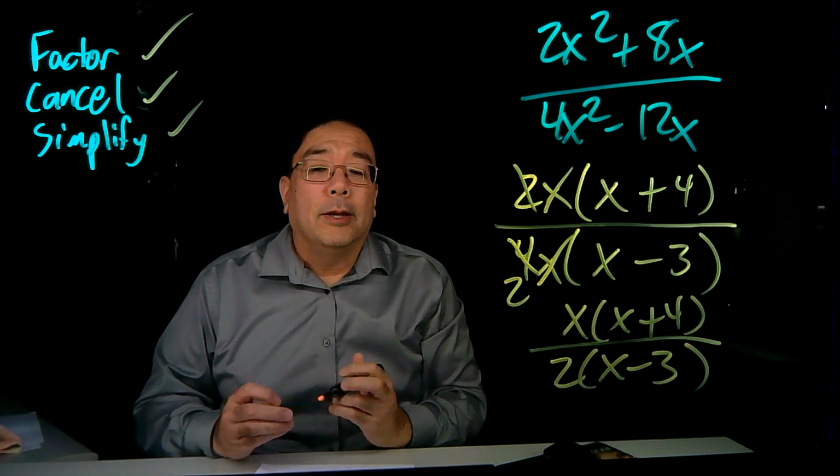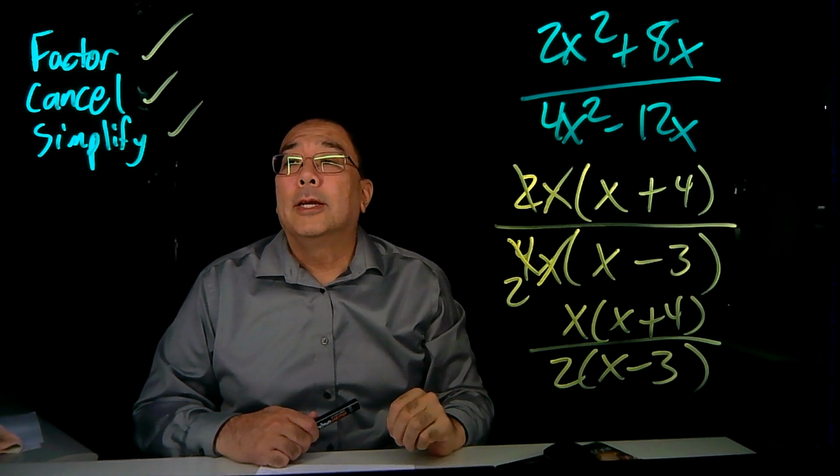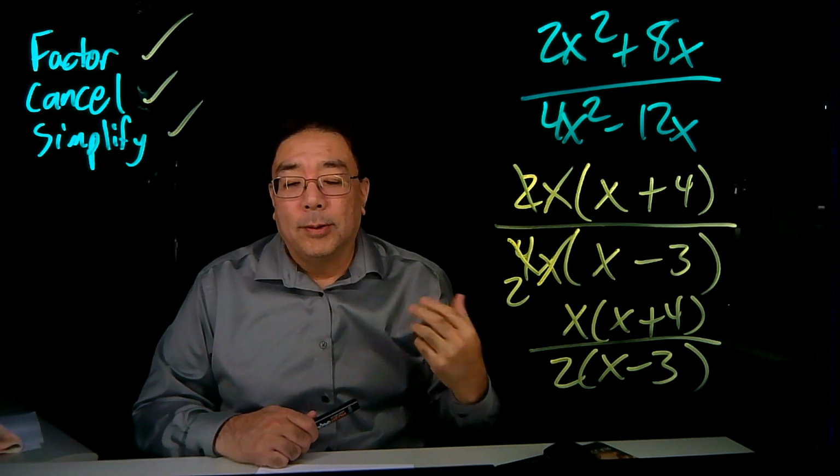So again, for simplifying rational expressions, it's three things: can you factor, can you cancel, and what's left over when you simplify?